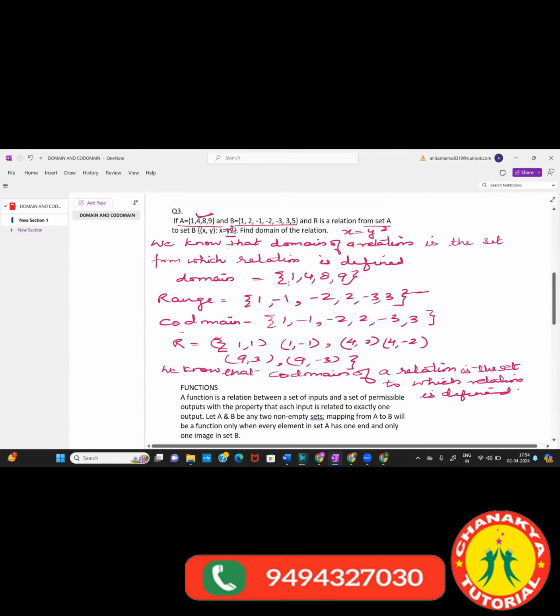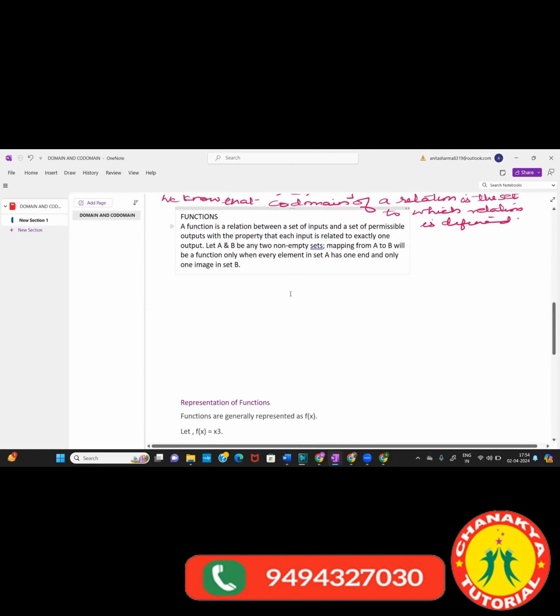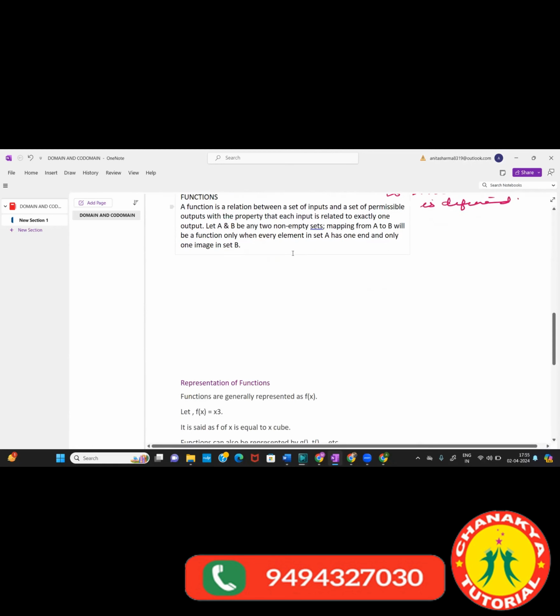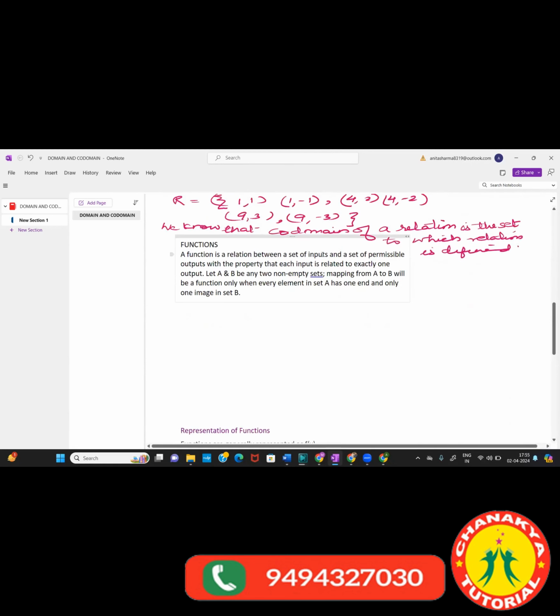Okay. Now next is, after this relation, the function term comes. So what do you mean by function? A function is a relation between a set of inputs and a set of permissible outputs with a property that each input is related to exactly one output.